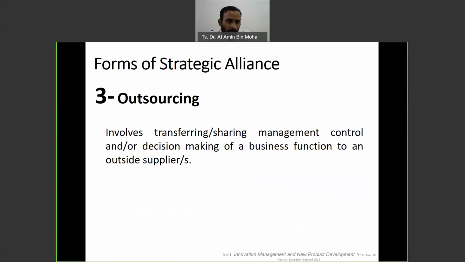And this outsourcing involves transferring or sharing the management control even. Okay, because when you outsource, you have no control anymore over the products, because you place an order and then you get it, and then you sell the product as you do. So you also have less management control or decision making of business function to outside suppliers. So it's sharing the management control with them. So this is the third one.